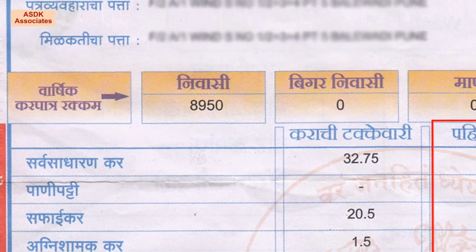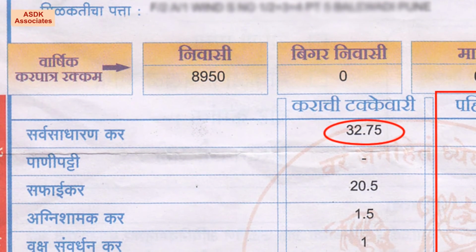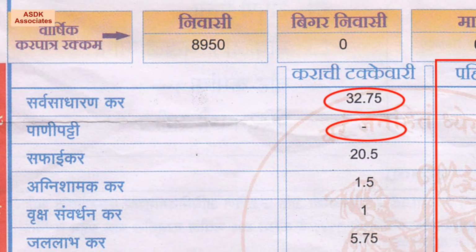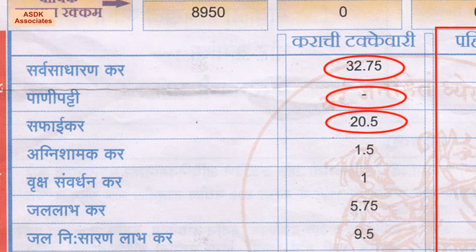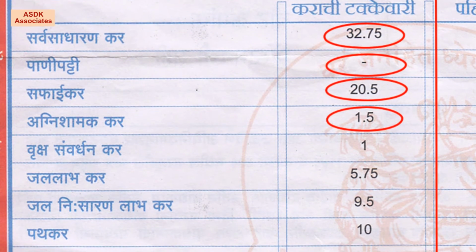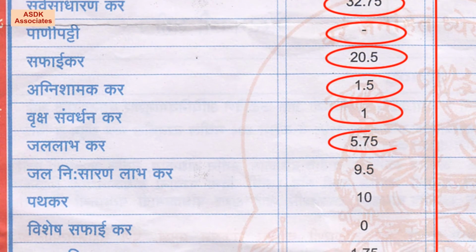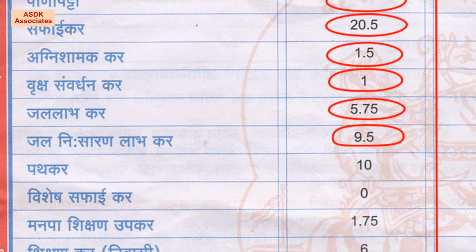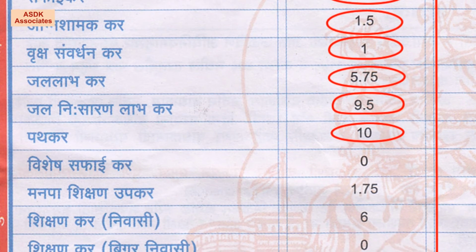Those taxes include general tax with a tax percentage of 32.75. Water tax. It is calculated according to the water usage by the consumer. Cleaning tax with the tax percentage of 20.5. Fire tax with the tax percentage of 1.5. Tree tax with the tax percentage of 1. Water benefit with a tax percentage of 5.75. Water sewerage with a tax percentage of 9.5. Street tax with the tax percentage of 10.